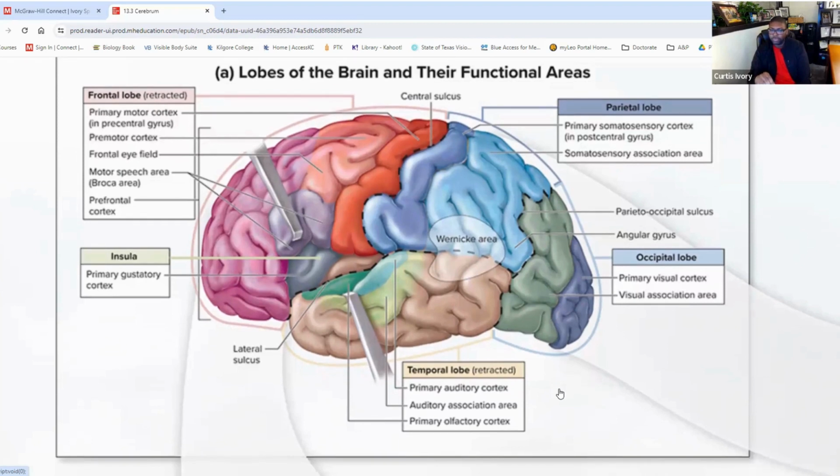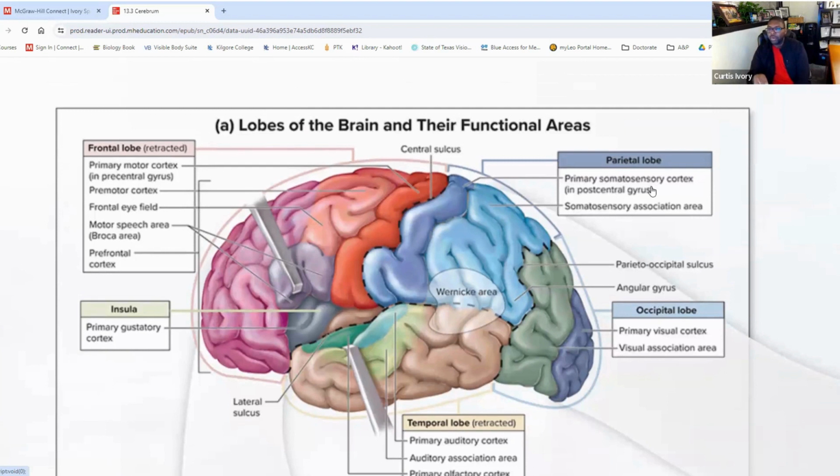The temporal lobe is for auditory and auditory association. Remember, your ears are right there. So this is the portion where your mind is able to interpret what you're hearing and make sense of it. Your parietal lobes are for primary somatosensory cortex. So essentially, your senses. This is where all those get interpreted.